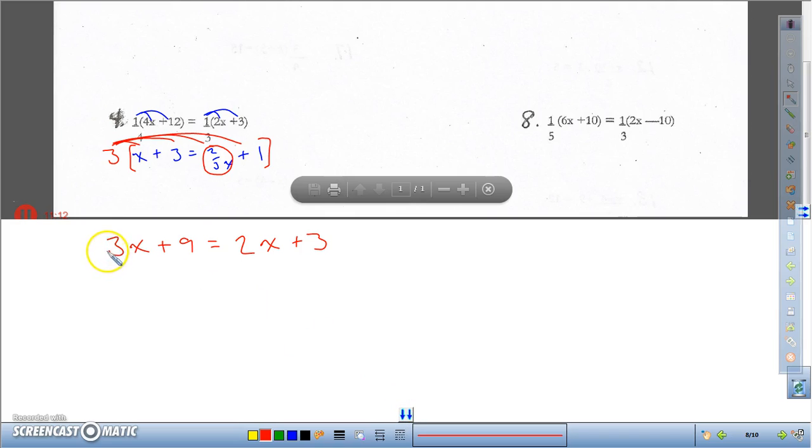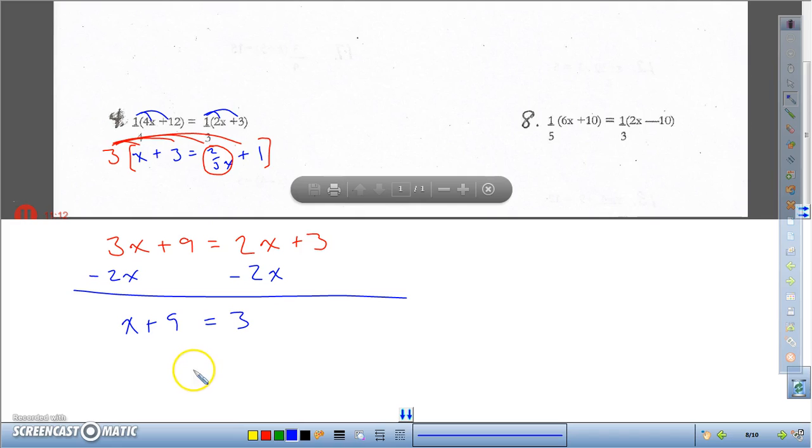Okay, now again, I'm back to this variable constant on the left, variable constant on the right. Get rid of the variable on one side or the other. And this is going to leave me with x plus 9 on the left side and 3 on the right side. And then subtract 9 from both sides. Your final answer here, x is equal to negative 6.